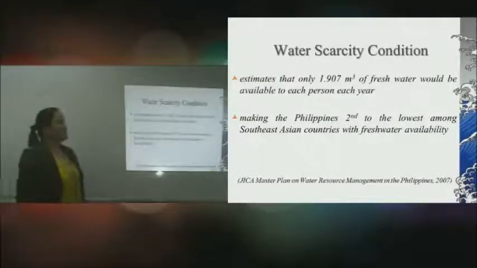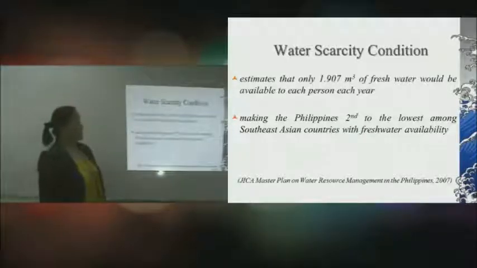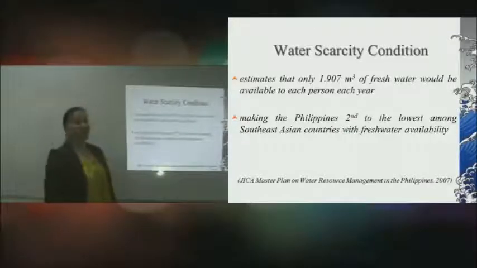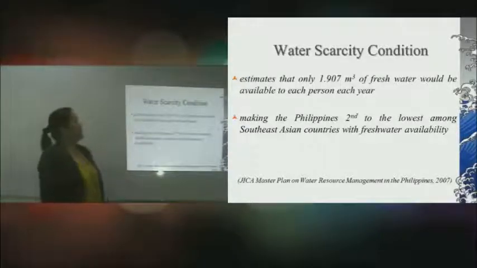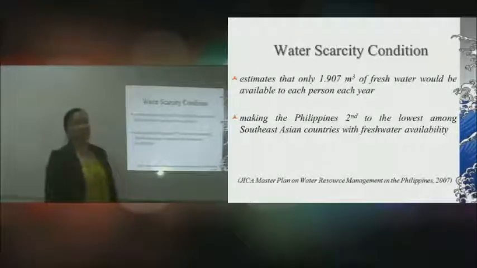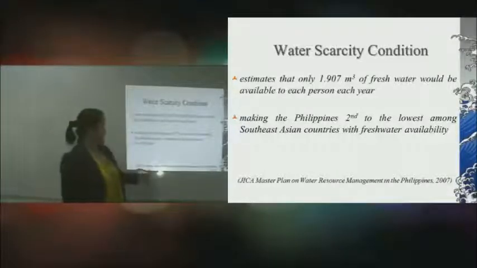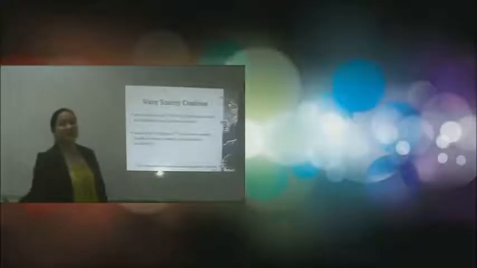This is where the problem comes, especially with the Philippine setting. We already rank second to the lowest among Southeast Asian countries with fresh water availability. That is, we're already nearing water scarcity condition because it has been estimated that 1,907 cubic meters of fresh water would be available to each person each year. This is based on the JICA Master Plan on Water Resource Management in the Philippines sometime in 2007.